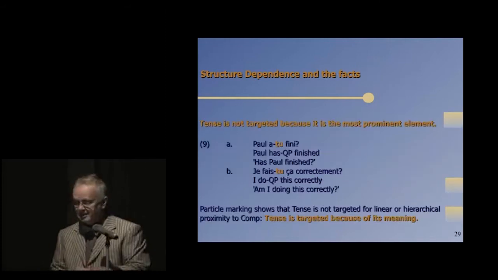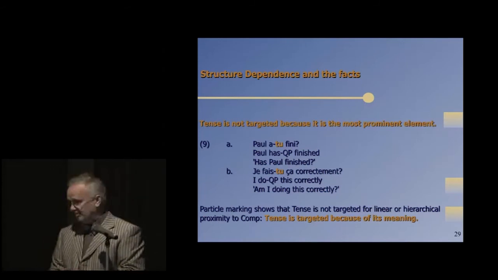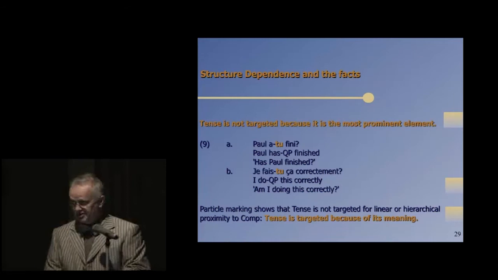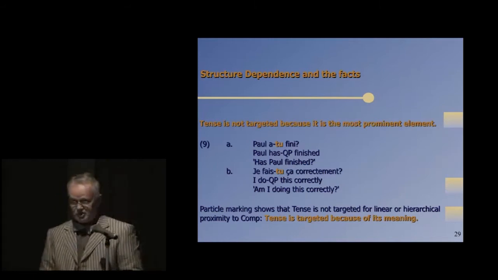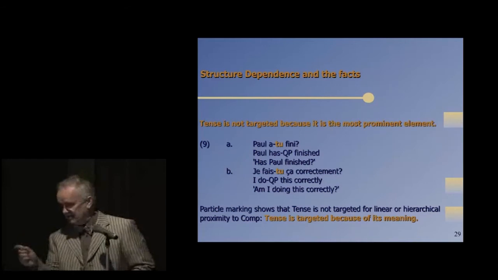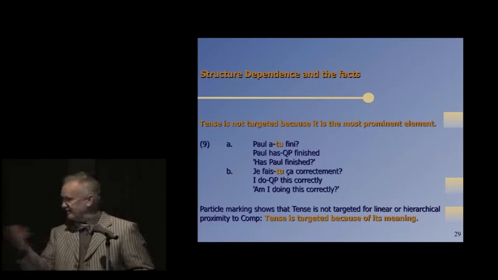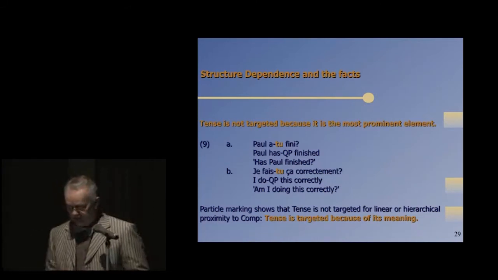Another indication that there's a problem here is that tense is not targeted because it's the most prominent element. Okay? If you look at languages where instead of movement or intonation, you have a question particle, you most of the time find that question particle where? On the tense-bearing element. For example, in Quebec French, there's a particle pronounced tu, like the pronoun, but it's not at all a pronoun, which you find immediately attached after the first element that bears the tense of the main clause. You find similar things in Japanese and Korean and many other languages.